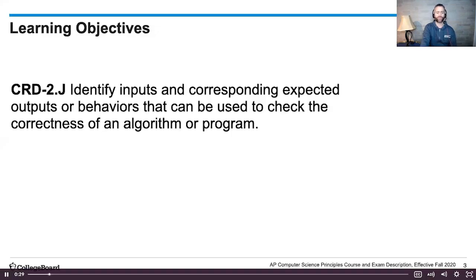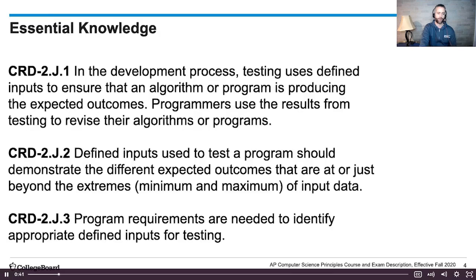Well, the learning objective is to be able to identify inputs and corresponding expected outputs or behaviors that can be used to check the correctness of an algorithm or program. So we also want you to understand that in the development process, testing uses defined inputs to ensure that an algorithm or program is producing the expected outcomes. Programmers use the results from testing to revise their algorithms or programs.